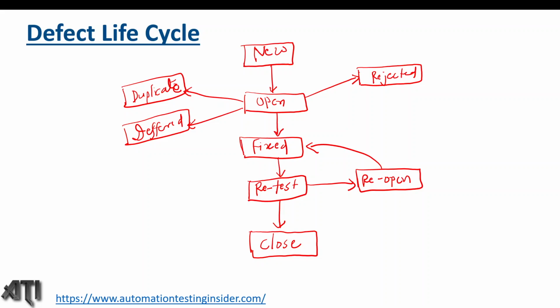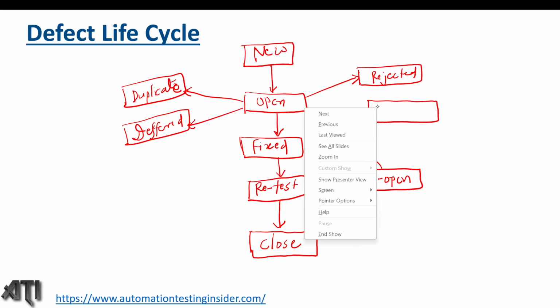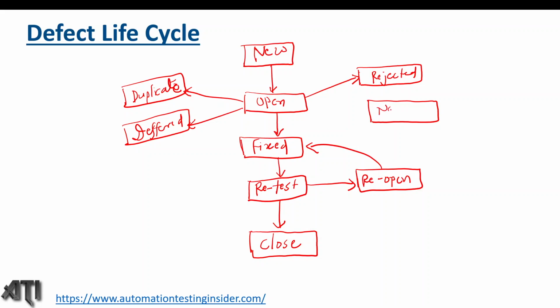Now one more status we have, guys, not a bug. If any defect does not impact the functionality much, right? So we have another status called not a bug. So these are the various stages of a defect life cycle, guys. So this is the complete defect life cycle.